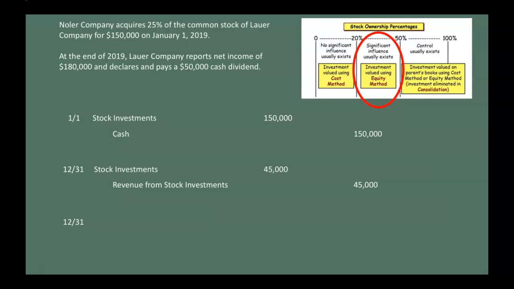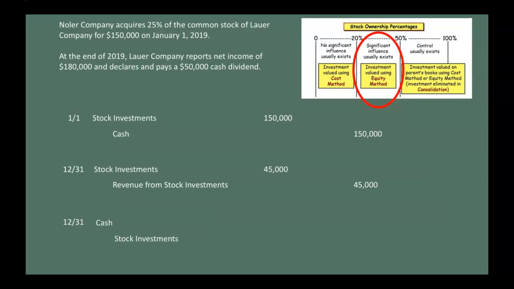Now, declaring and paying a cash dividend. If we were using the cost method, we would show this as a debit to cash and a credit to dividend revenue. It's slightly different under the equity method. Under the equity method, it'll still be a debit to cash because we will still be receiving cash, but we're going to be crediting stock investments.